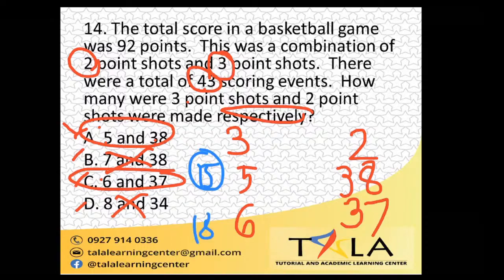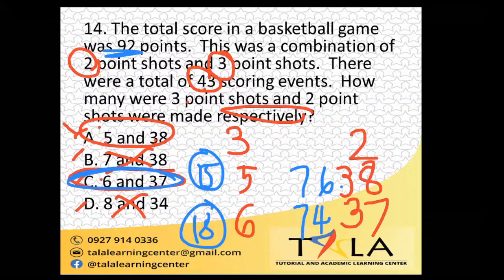Again ha, ang hinahanap natin, kinakailangan ang maging score ng lahat ay 92. 38 times 2, that is 76. And then ito, 74. O, ang tanong, ano ang magbibigay sa iyo ng 92? So the correct answer is letter C. 18 plus 74, that's 92.